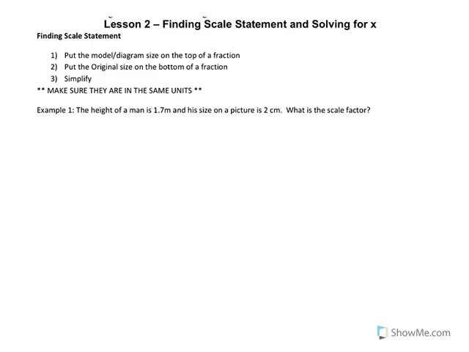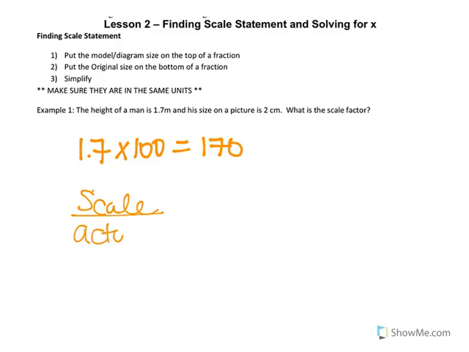So the height of a man is 1.7 meters and his size on a picture is 2 centimeters. What's the scale factor? So I'm going to change this meters into centimeters to find it to be 2 over 170. And now we're going to do the scale size over the actual size, or the model size over the original, whatever you want to use. And our scale size is 2 centimeters and our actual size is 170, and because they're in the same units, we actually do not need to write any units out.